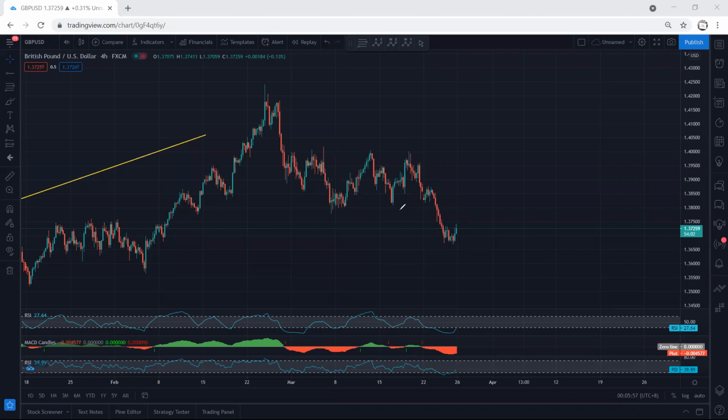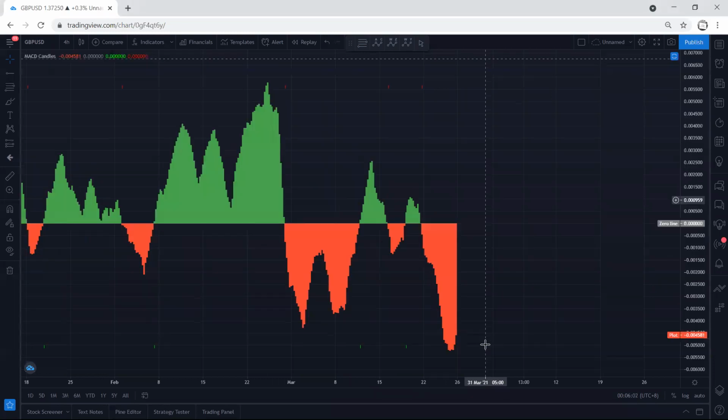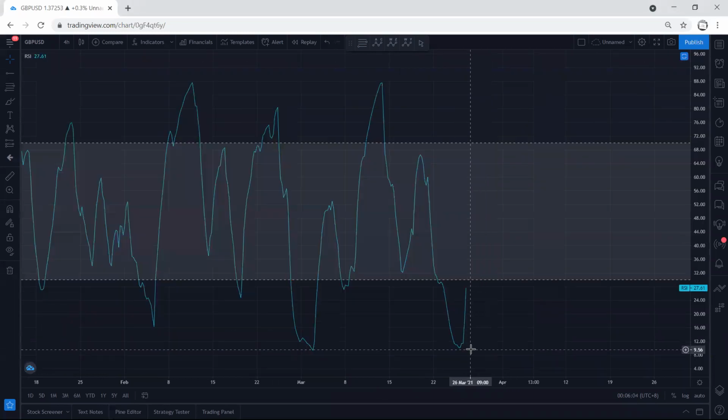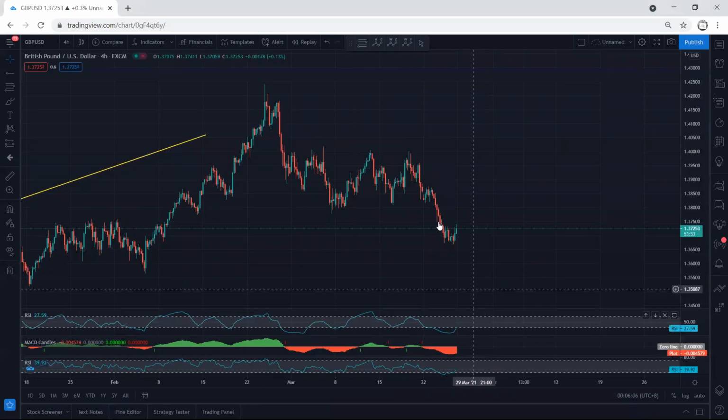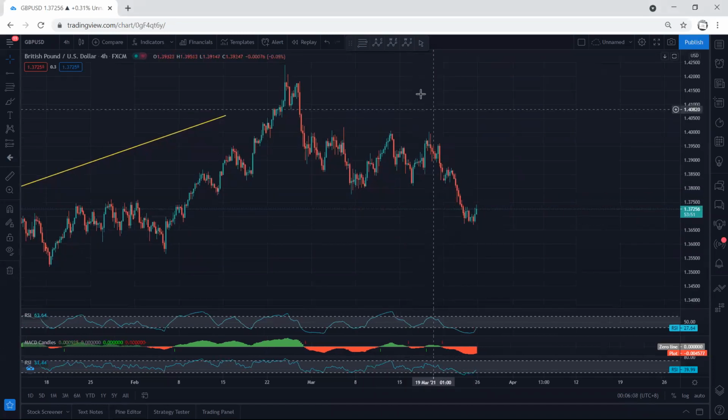And we don't have the divergence. We can't rely on that if we look at the indicators. All right, MACD, and here we have nothing. That's why we're looking for a trade setup for sell.